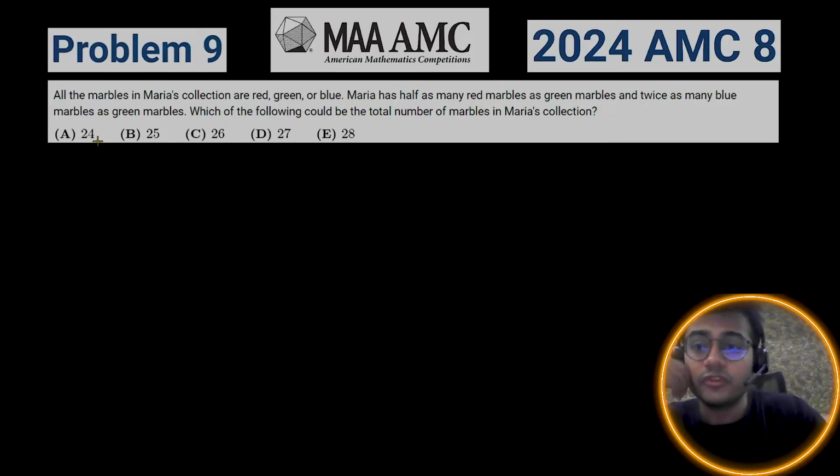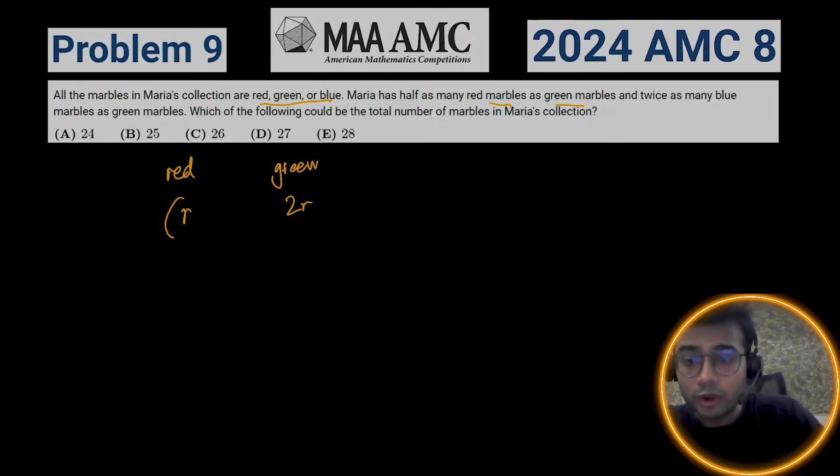So let's see. They're saying Maria has red, green, and blue marbles only. She has half as many red marbles as green marbles. So red marbles are half as much as green marbles. So if you have, let's say, R number of red marbles, then green marbles must be 2R, right? Because that will make red marbles half as many as green, right?